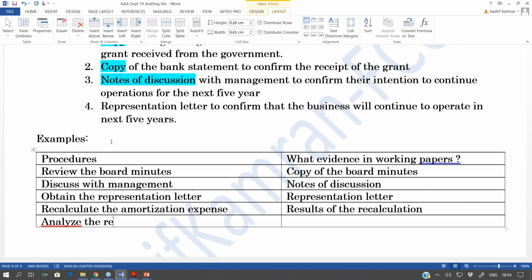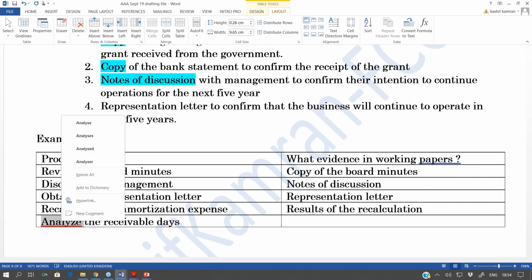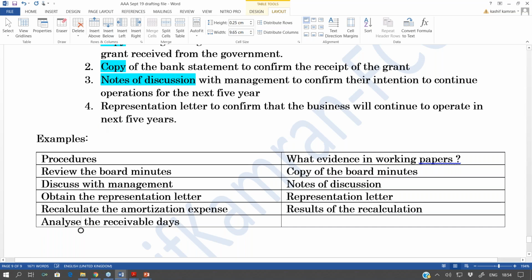Auditor analyze the receivable days. Do you all believe analyze the receivable days is a procedure? And if the auditor analyzes the receivable days, he will have the results of the analysis of receivable days in the working paper file. Is this column in front of your screen making things clear for you?